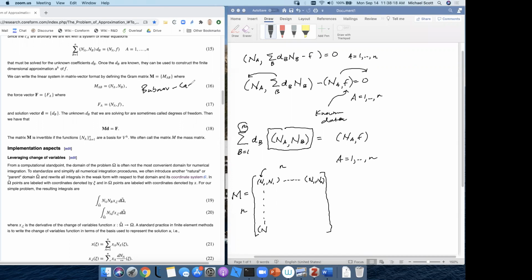Yeah, that's a good question, because if it was Petrov-Galerkin, we'd have to put something like a tilde over there to say that this isn't the same as this N1. But in a Bubnov-Galerkin approach, we don't have to do that. Everything comes from the same space. Okay, so then this is N1, N sub n.